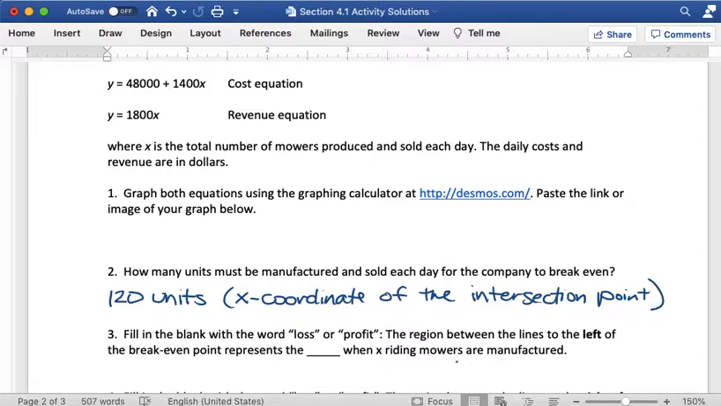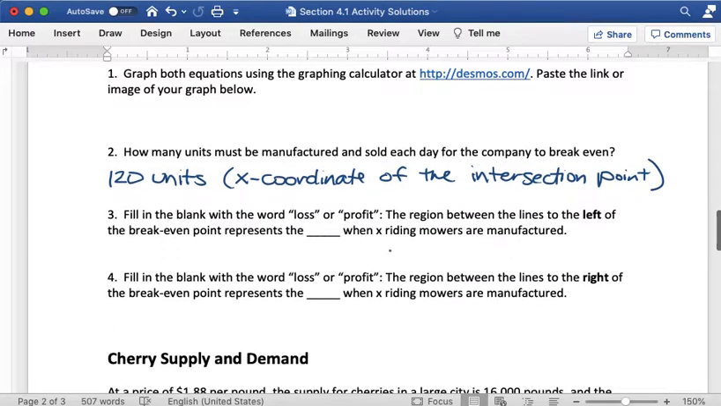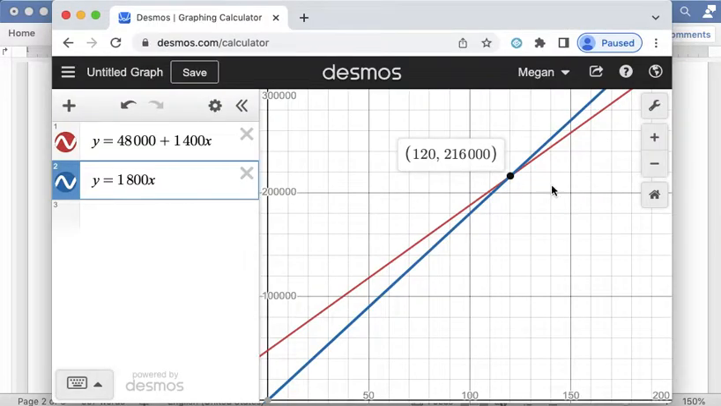Question 3 says fill in the blank with the word loss or profit. The region between the lines to the left of the break-even point represents the blank when x riding mowers are manufactured. So looking at my graph, to the left of the intersection point is this area over here. And so I can see that in this area, the red graph is above the blue graph. And remember, the red graph is the cost with the colors that I have set up right now. The red graph here is the cost and the blue graph is the revenue.